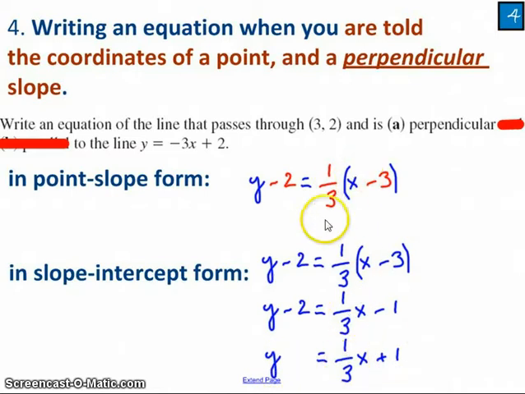Each of these is a legitimate answer. This is the answer in point-slope form, but if I ask you to give it to me in slope-intercept form, that's the answer.